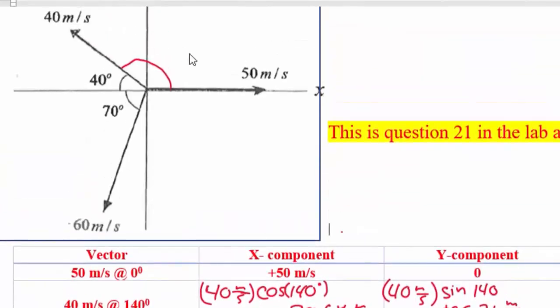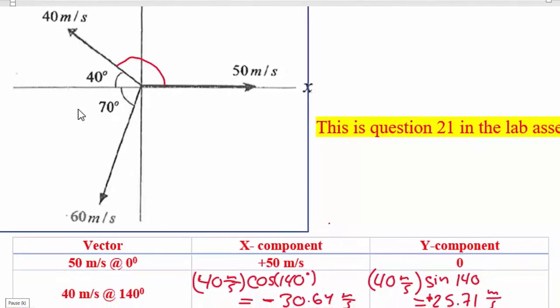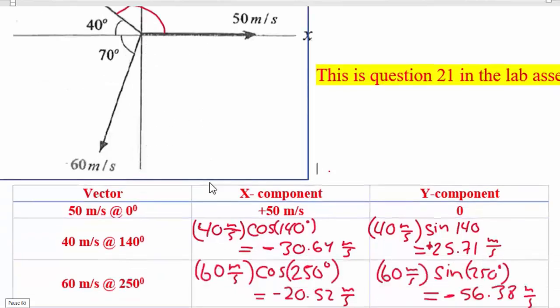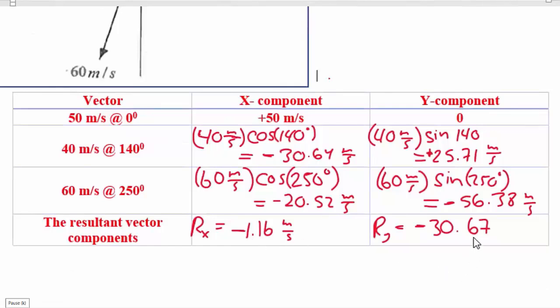In the first quadrant, the x and the y components are positive. In the second quadrant, the x component is negative, while the y component is positive. In the third quadrant, both x and y components are negative, and in the fourth quadrant, the x component is positive, while the y component is negative. So this is how you can tell in which quadrant the resultant vector is located, and this is very important in solving such problems.